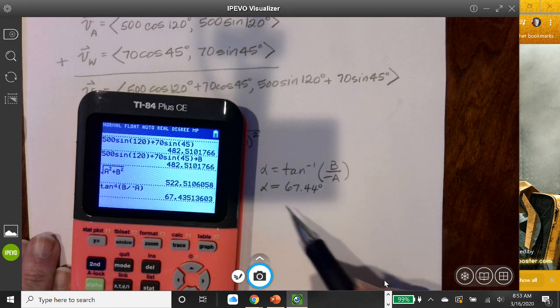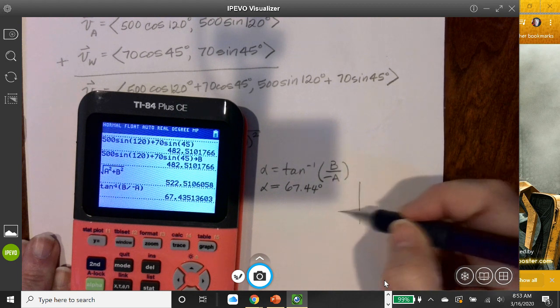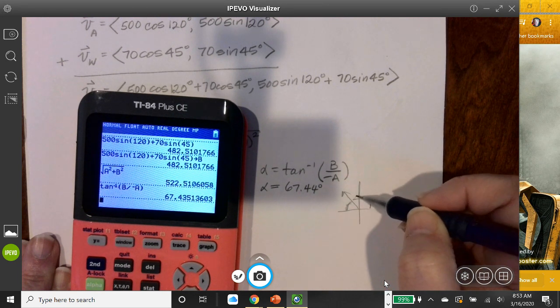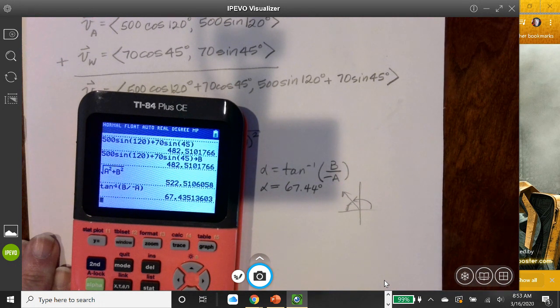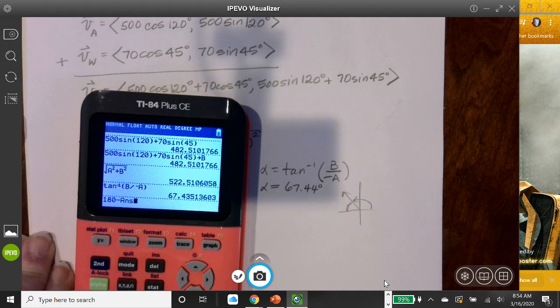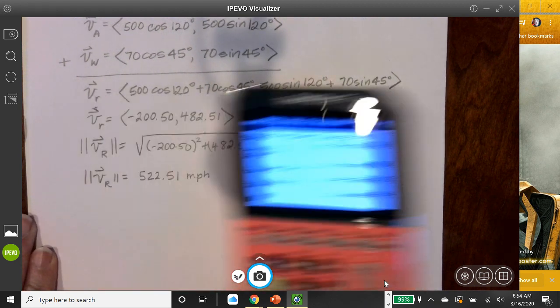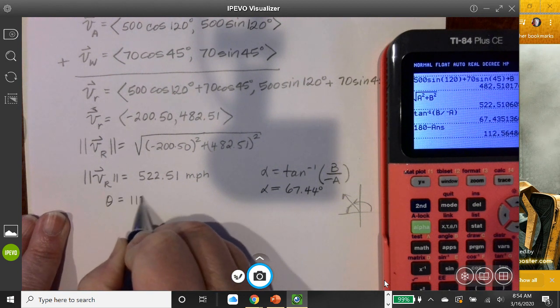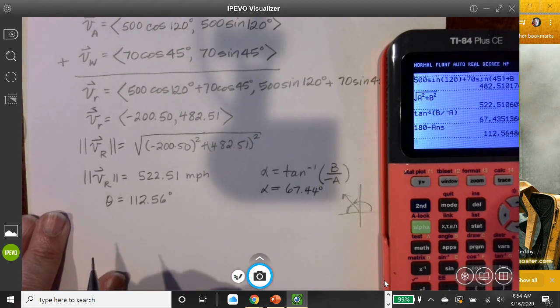Now that is this angle. We need this angle. So it's a second quadrant angle, so we'll go 180 minus that. And we get 112. So the theta, or our direction angle, is 112.56 degrees.